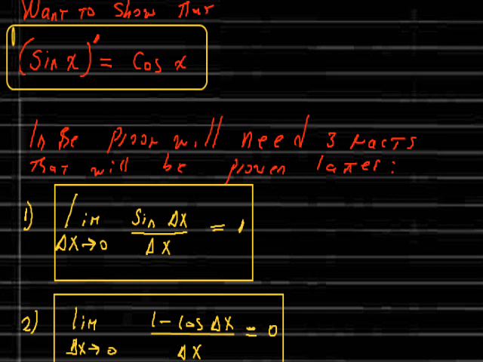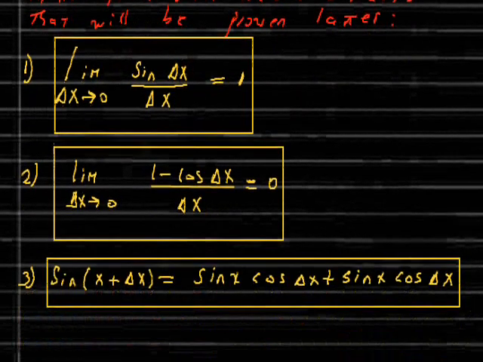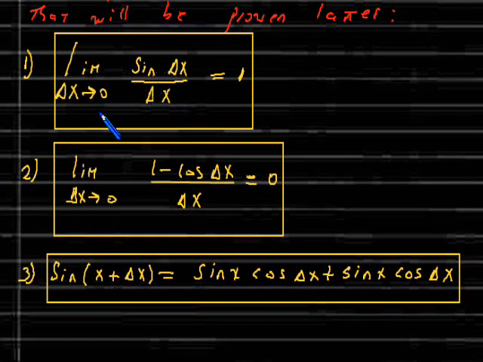I am going to need these two facts, namely that the limit as delta x approaches 0 of sine of delta x over delta x is equal to 1. I will need this. I will also need that the limit as delta x approaches 0 of 1 minus cosine of delta x over delta x is equal to 0.